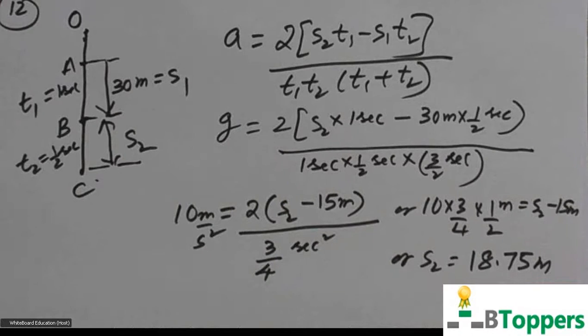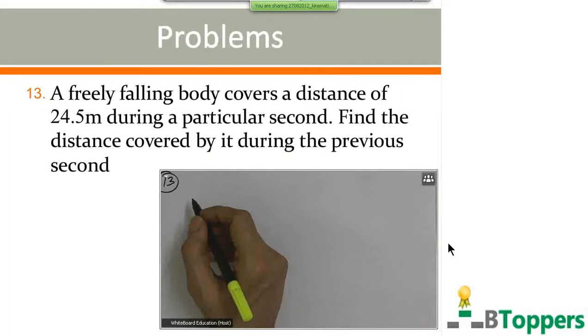Next, let us see question number 13. So you can see this problem. A freely falling body covers a distance of 24.5 meters in a particular second. Find the distance covered by it in the previous second. This problem can also be solved faster by making use of the conclusions which were discussed before.